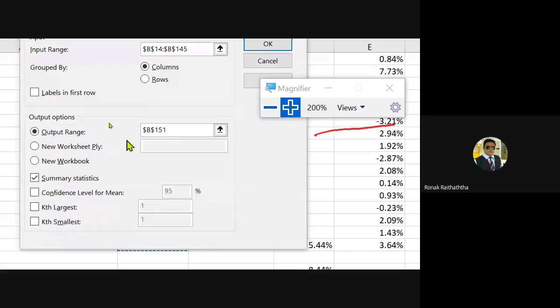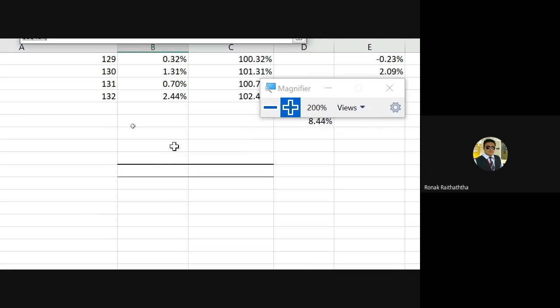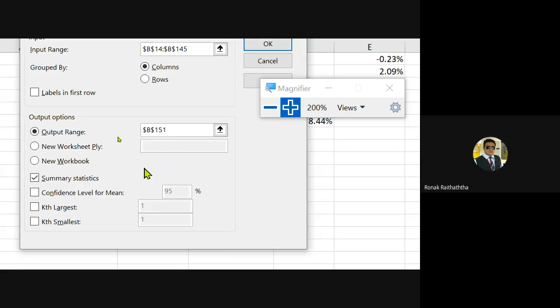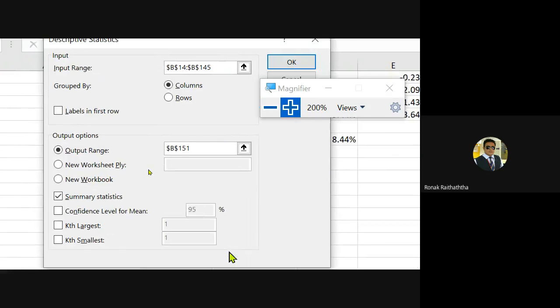Now where we want this output, you may put your output somewhere in a different worksheet. But in my case, I want to put the output below those returns only. Say here, I want to put the output. So I'm clicking on that cell, pressing enter. So what did I do? I clicked on that button, went to the cell where I want the output to be displayed, then I again pressed enter.